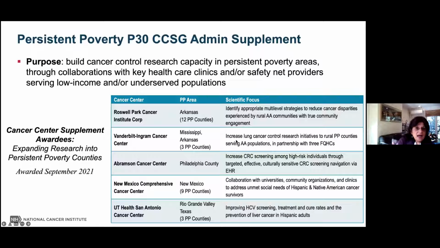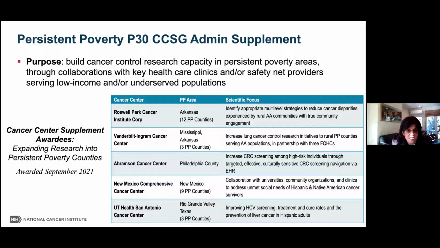So what we did is last year in the summer, we announced a supplement to cancer centers, and we funded 5 of them. And we encouraged them to reach out of their cancer center catchment area and go to other areas which are in persistent poverty. So for example, Roswell Park created a partnership with Arkansas in trying to address persistent poverty issues in rural African-American communities.